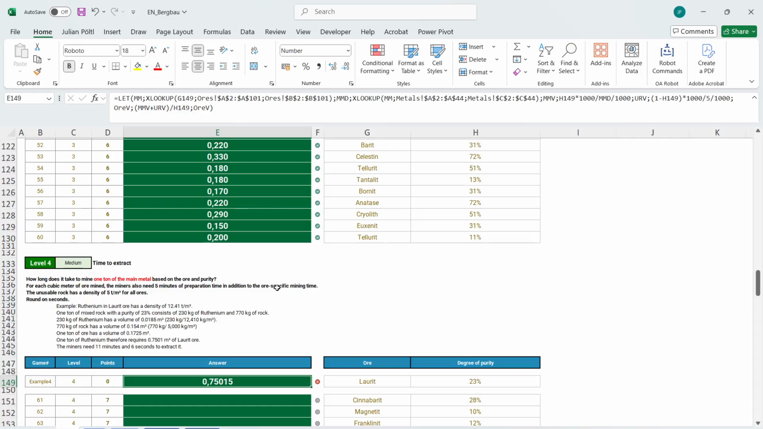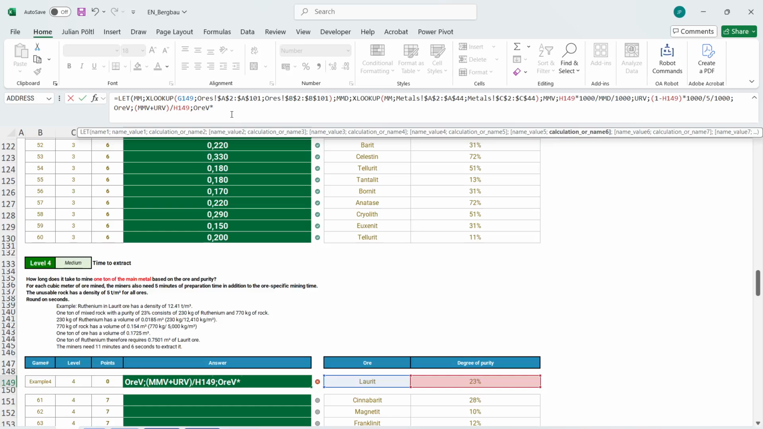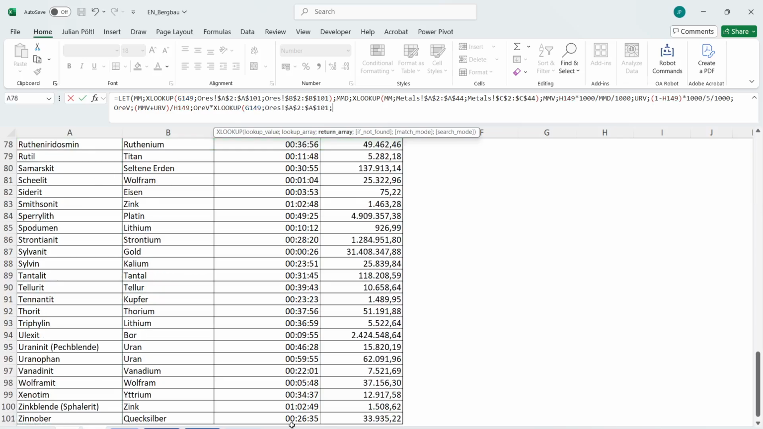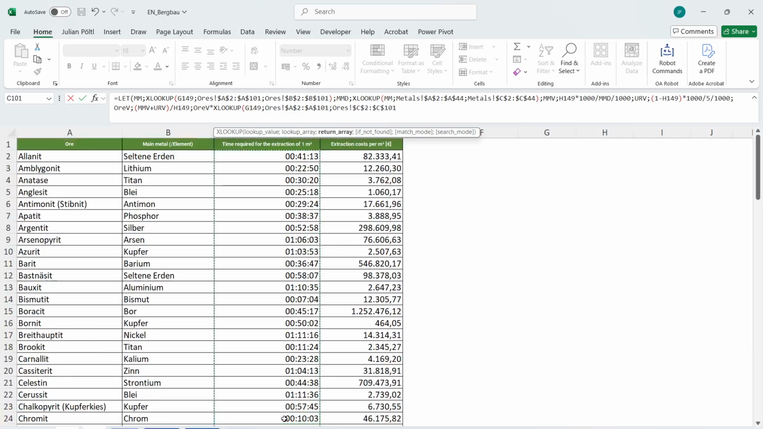And now two things come into play. First, preparation time is one ore specific, and the other is in addition to that. So this multiplied with XLOOKUP for the ore in here, returning the prep time, plus round up ore V multiplied with 0.00050.